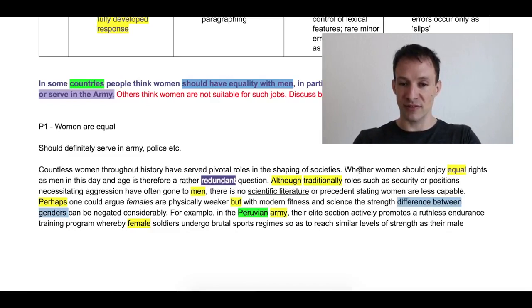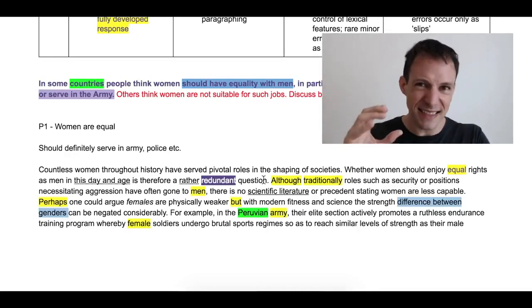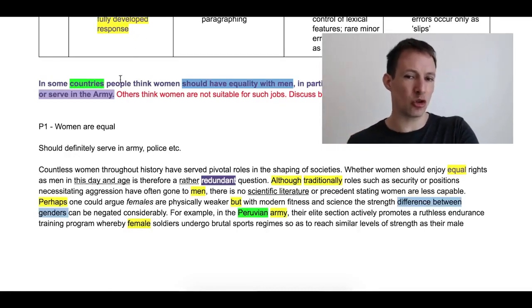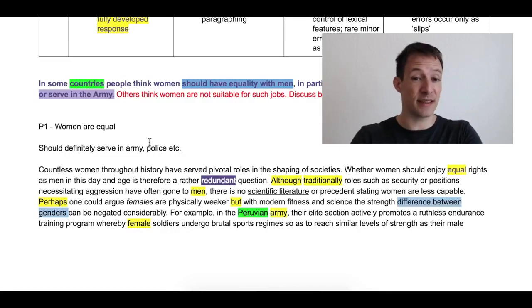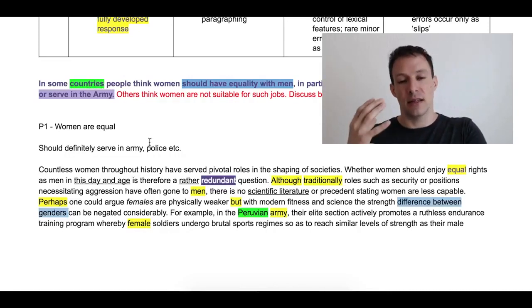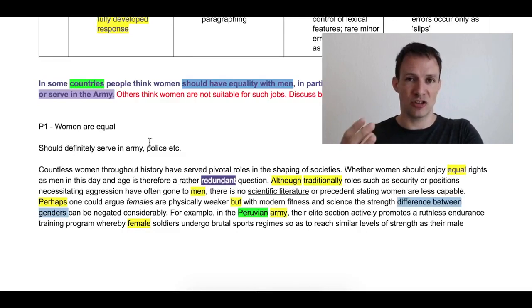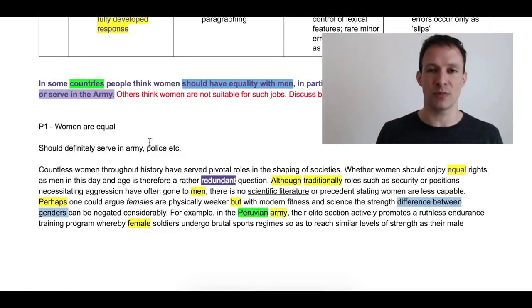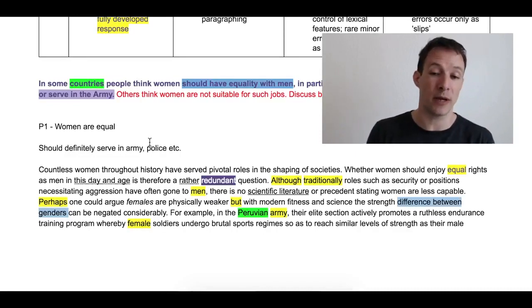Countless women throughout history have served pivotal roles in the shaping of societies. Whether, good structure, women should enjoy equal rights as men in this day and age is therefore a rather redundant question. Here it's a little bit aggressive, but I'm taking a strong position. I'm just basically saying that this is redundant. There's no harm in doing this. It just shows a bit of character, and possibly a little bit of aggression, but I feel strongly about this.